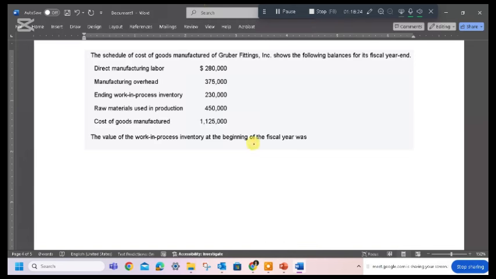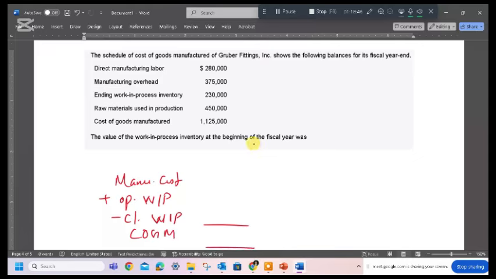So where do we get this work in progress inventory included? In the cost of goods manufactured. What we do, we start with manufacturing cost plus opening work in progress minus closing work in progress, that is cost of goods manufactured. Cost of goods manufactured is given 1125 thousands. Ending work in progress is given 230.